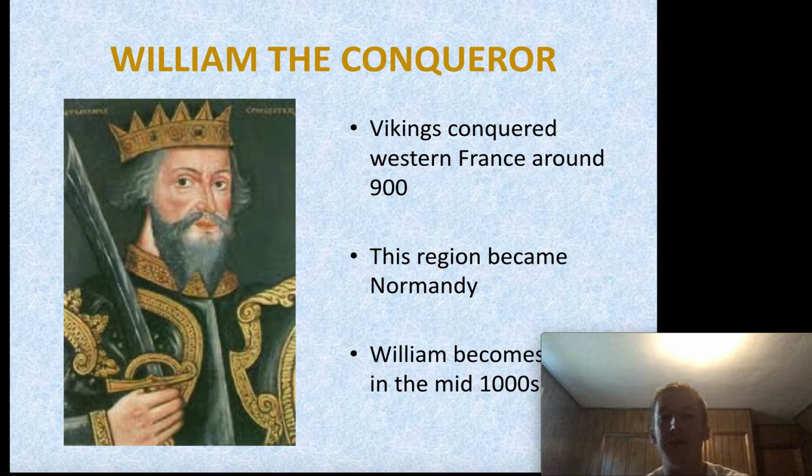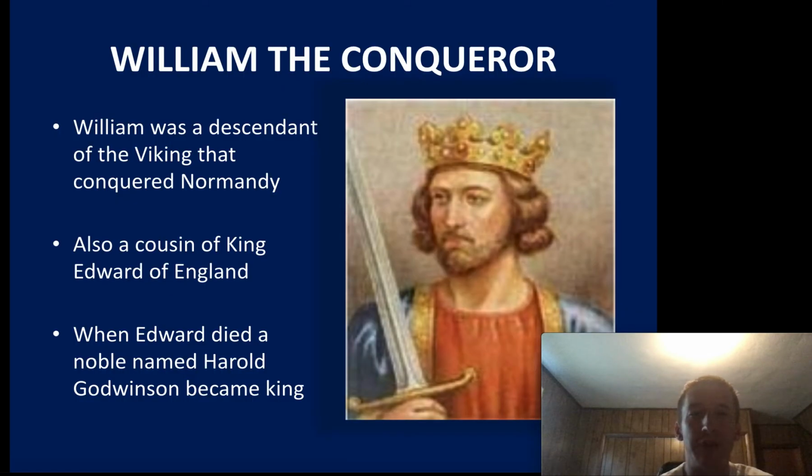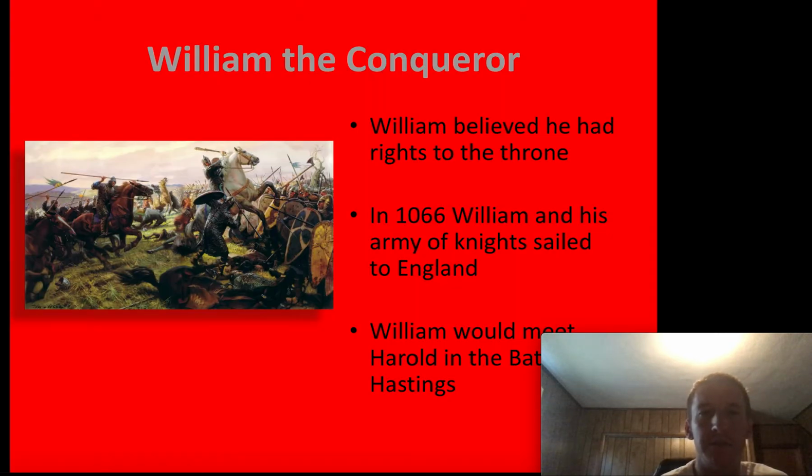Vikings are going to conquer western France around the year 900, and that region became known as Normandy. William is going to become the leader here in the mid-1000s. William was a descendant of the Viking that conquered Normandy, and he also happened to be the cousin of King Edward of England. When Edward died, a noble named Harold Godwinson became the King of England.